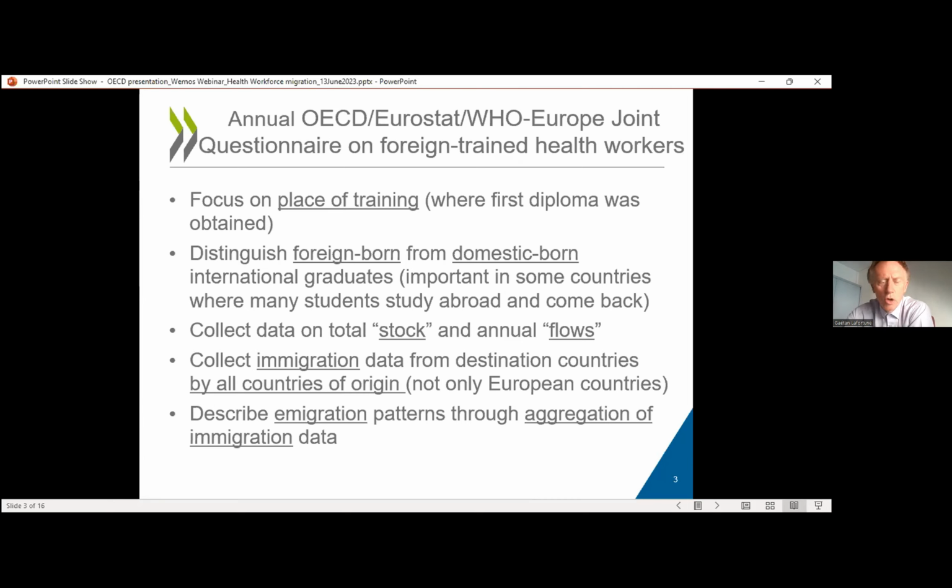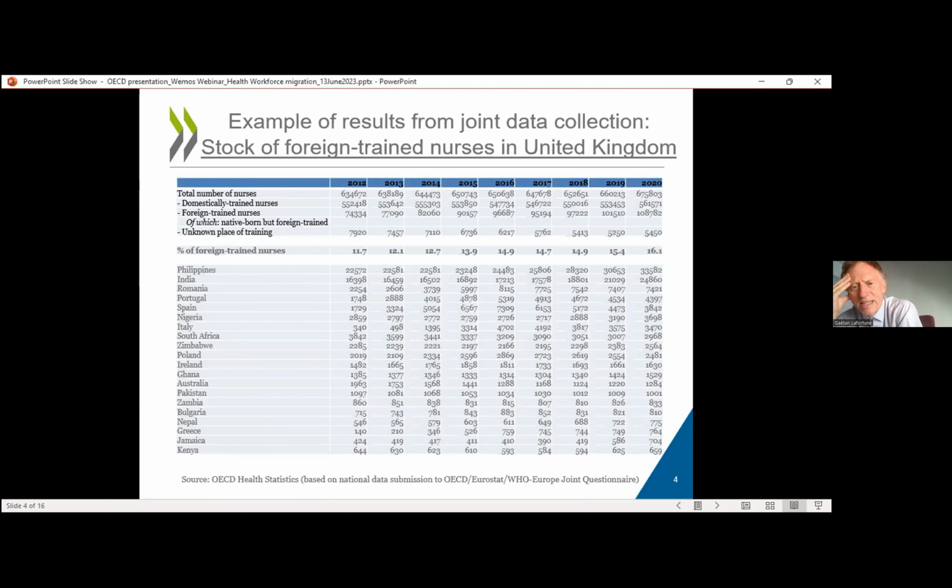Sorry for this table. This is just to show you one example of the data that we collect. This is the stock of foreign trained nurses in the UK. So this is the Excel table that we receive from countries that are providing us the data. The only exception is that here I've only selected the top 20 countries of origin of the foreign trained nurses in the UK in 2020. So by far, if you look at the first two countries of origin, by far the first two countries are Philippines and India, by a huge margin.